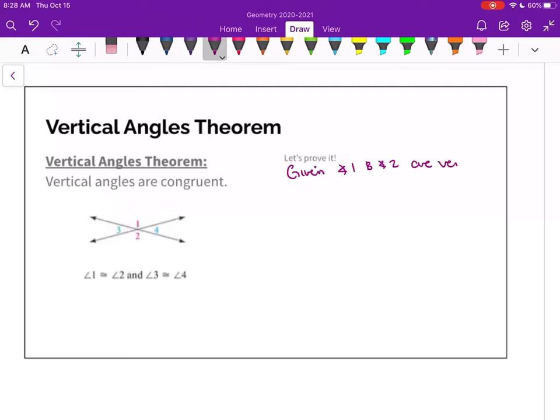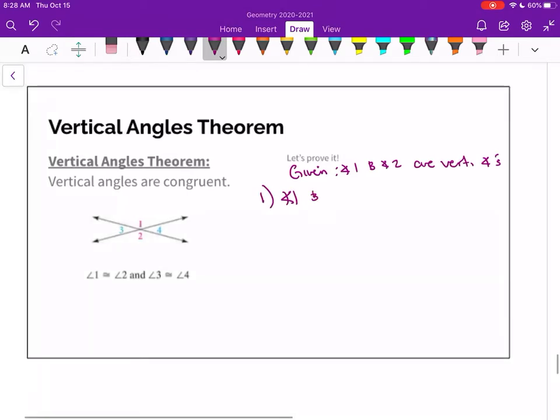Angle 1 and angle 2 are vertical angles. So what does it mean to be vertical angles? Well, it means they're across from each other. And if I look at the picture, I can see that angles 1 and 4 are a linear pair, and angles 2 and 4 are a linear pair. That's from my picture. So this is my first step: angle 1 and angle 4, and angle 2 and angle 4, are linear pairs. I know that by the picture.